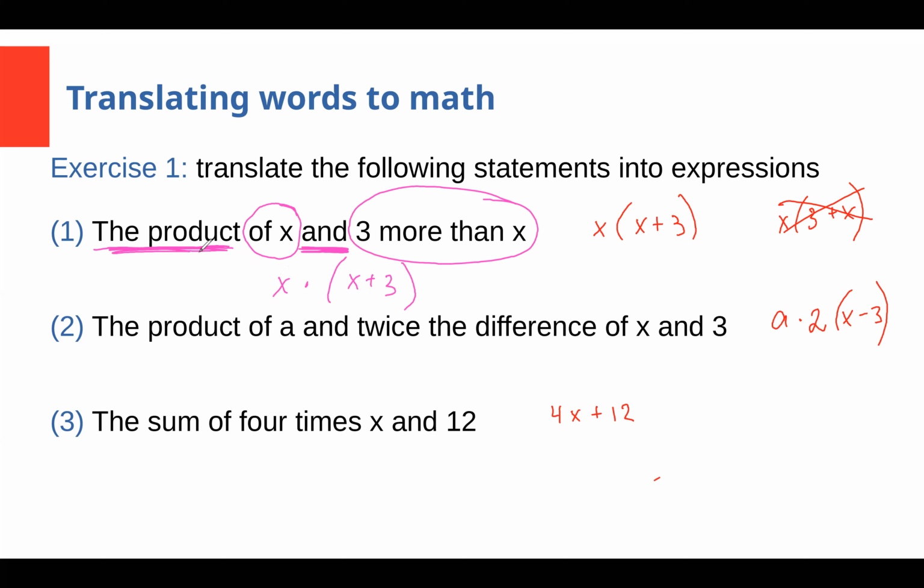Okay. Now, let's take a look at the second one because it also starts with the product of, right? But what we have here is two ands. So once again, what we need to do is to find the most matching and for it. So let's look at it. The product of, we could even do the of, right? Of a and twice the difference of x and.